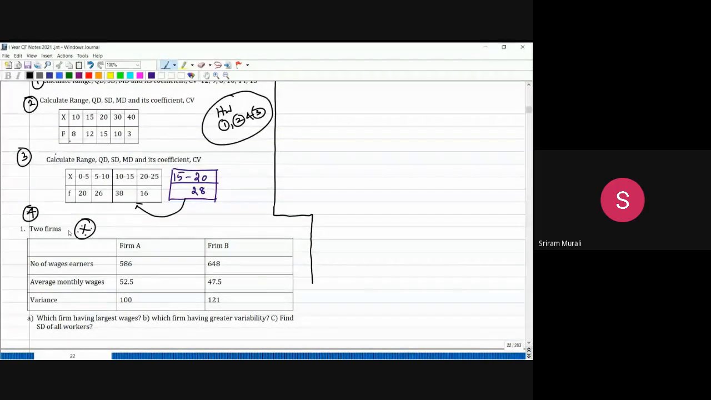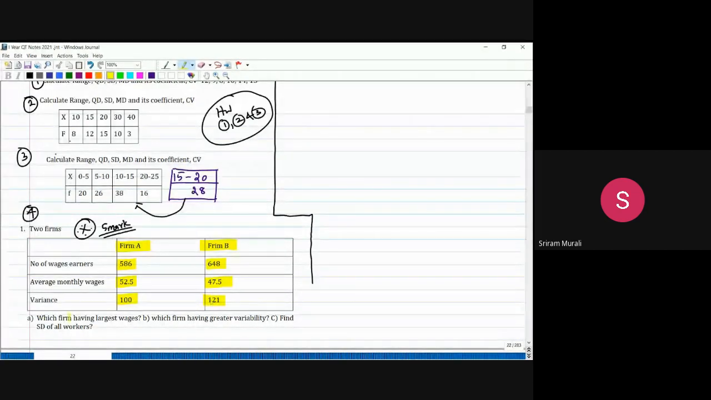இப்ப இங்க பாரு, இது இம்பார்ட்டன்ட் 5 மார்க் கொஸ்டின். இந்த மாதிரி கொஸ்டின் எக்ஸாமுக்கு வரும். There are 2 firms which are given. Industries. Number of wage earners: 586 in firm A, 648 in firm B. Their monthly average wage is 52.5 and 47.5. Variance of the salary is 100 in firm A and 121 in firm B.